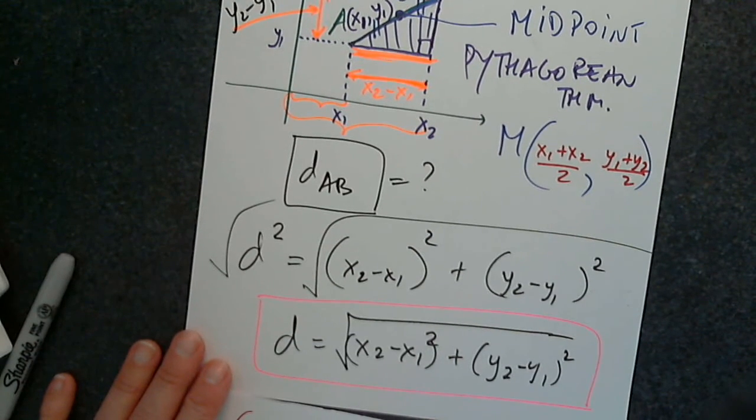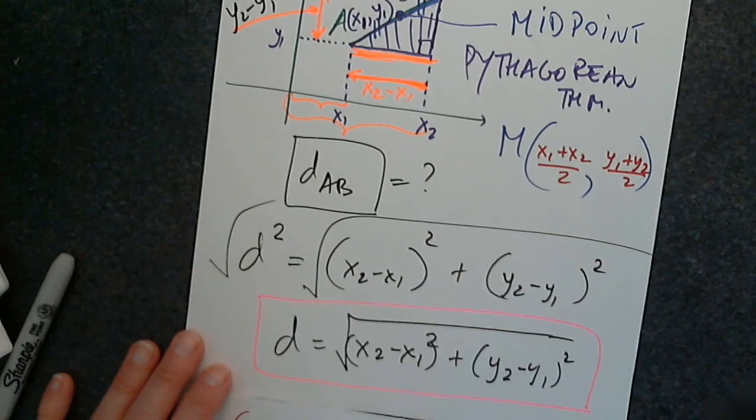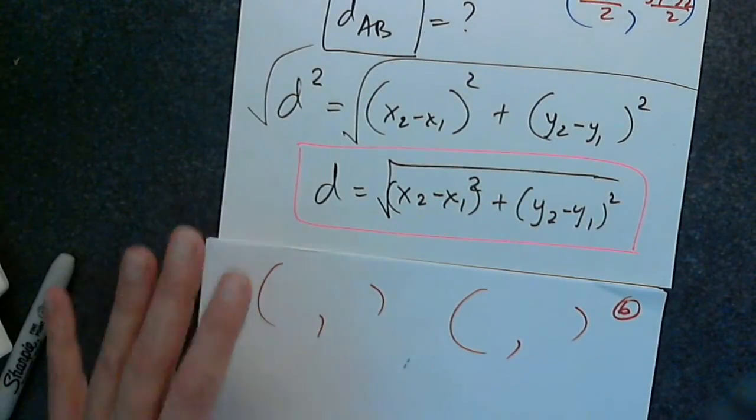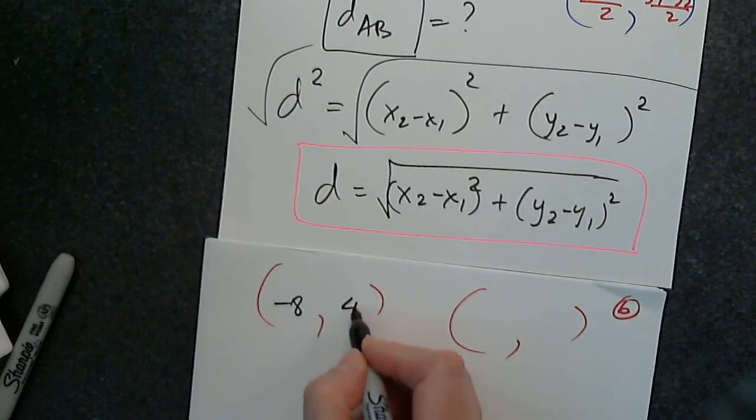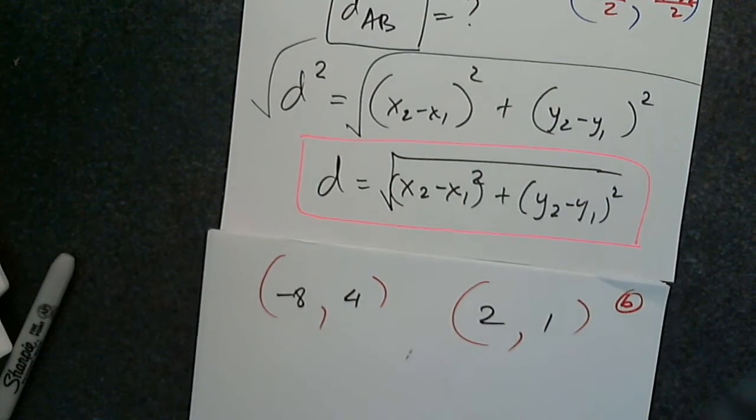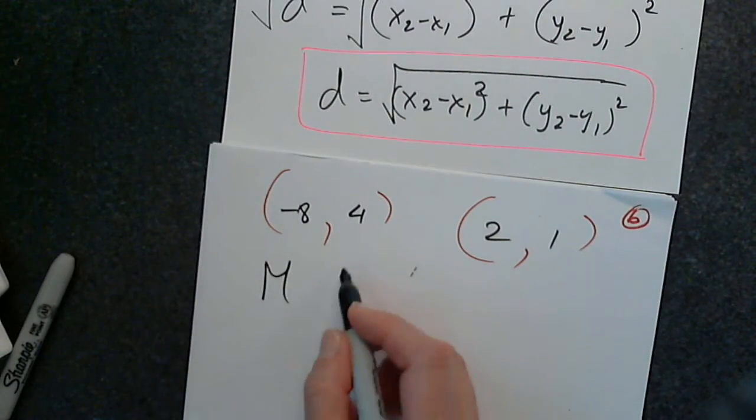Good. Can anyone give us 2 ordered pairs? And throw in some negatives in there. Negative 8, 4. 2, 1. Excellent. Let's find the midpoint.